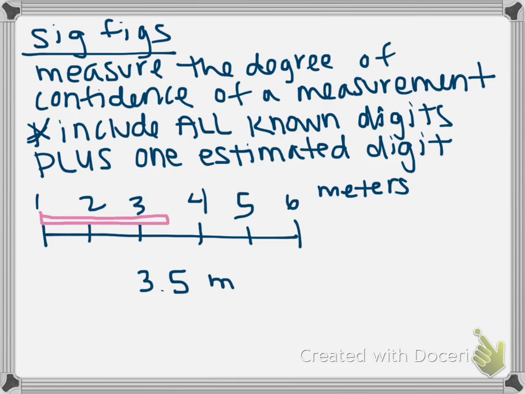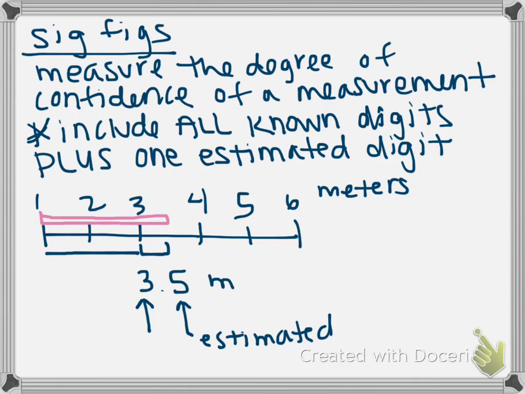Okay, so again, this is your measurement, and so what you've done here is you've included all of your known digits. Now 3 is a known digit, meaning that you know it is at least 3 meters long, and one estimated digit. This is your estimated digit. Okay, so from here to here, you have estimated that it is about 0.5 meters. It's about halfway from 3 to 4. Okay, so this estimated digit can vary depending on who you ask. Let's say that I thought it was 3.5, but maybe you looked at that and said it was 3.4.